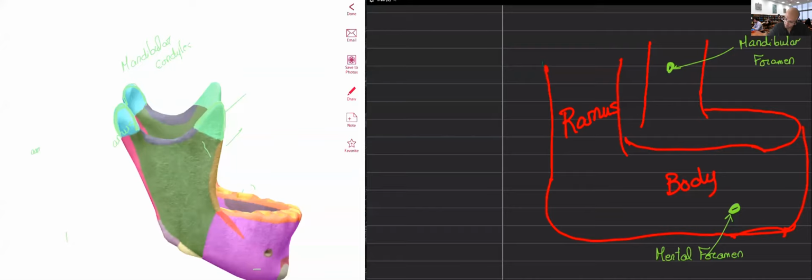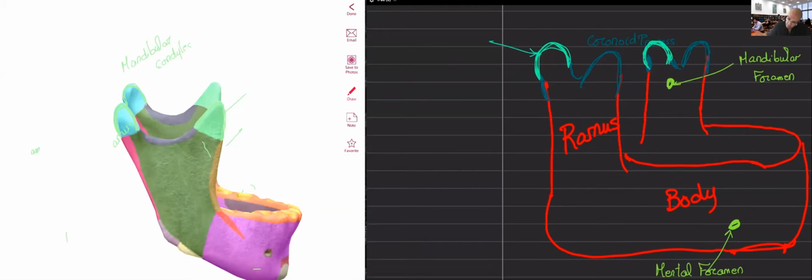We've seen two processes. An anterior one, this is called my coronoid process, and the posterior one, this is my mandibular process. Remember, the mandibular process has a rounded surface that would be my articular surface on here. What do we call this articular surface? It's my mandibular condyle.